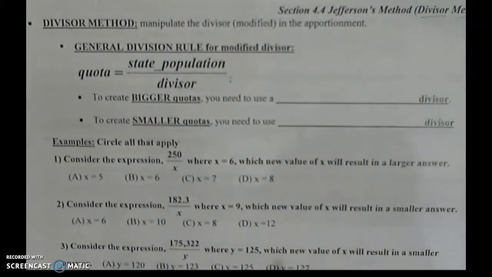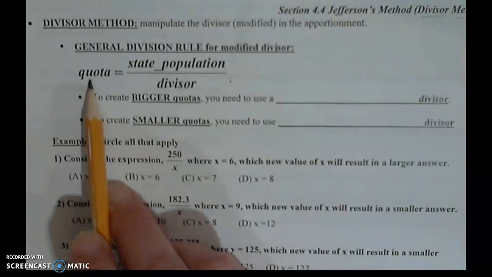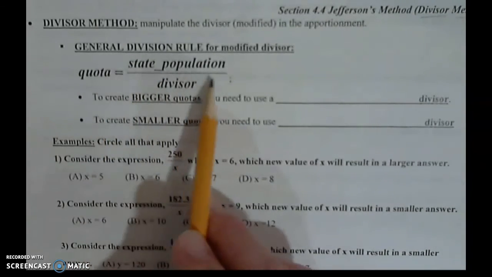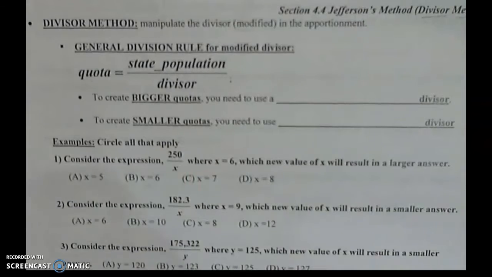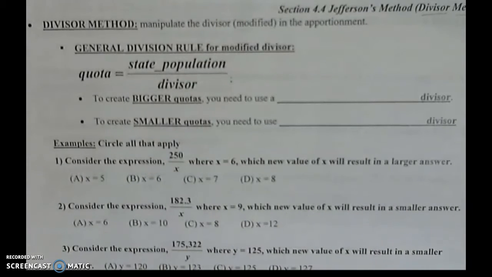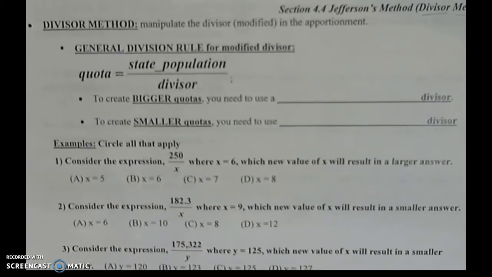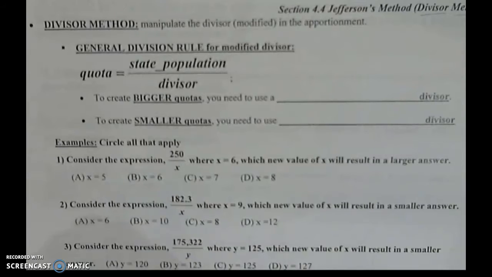All right, so the first part is just like before, we are going to find our quota. And how we do that is the quota is just the state population divided by the standard divisor that we came up with, just like we did with the Hamilton method. The only difference with this versus the Hamilton method, if you think about the Hamilton method, is that we manipulated the quotas and rounded as we needed to, based on the rules of the Hamilton method.